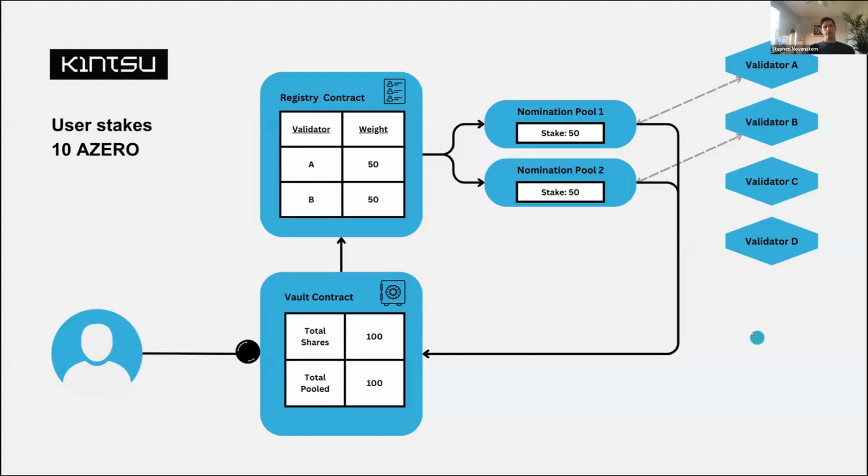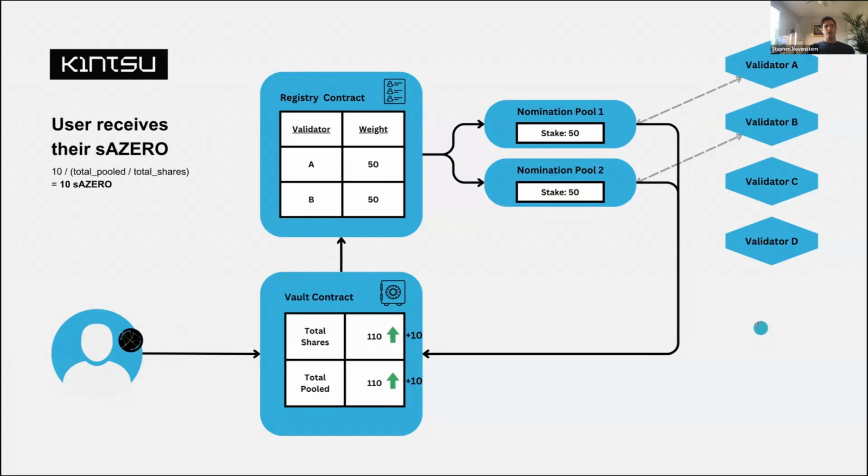Just as a really quick one, this is a 2 or 3 minute thing on how LSTs work. So basically, if a user stakes 10 A0, they're going to receive back 10 SA0 on day 0 of the protocol. It'll be 1-to-1, but over time, an SA0 should theoretically earn the staking rewards rate and increase in value versus the gas token, in line with the APR of the staking rewards minus any fees charged.